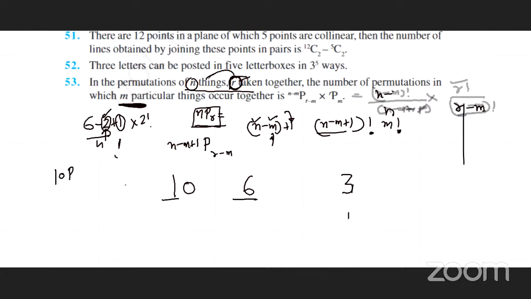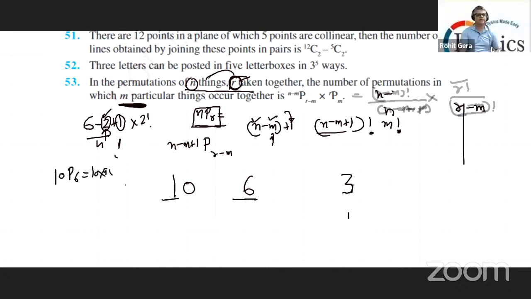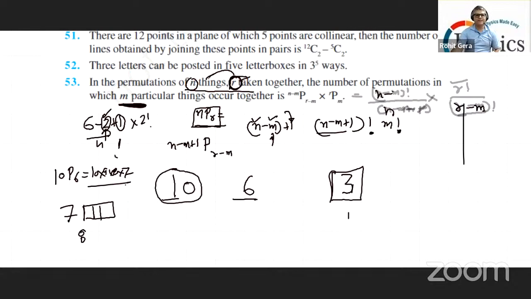which is 10 into 9 into 8 into 7. But now 3 have to be together always as a bundle. So the effective number of bundles you're left with is how many? One bundle of 7 and the 8th bundle of 3 things together. So you have 8 bundles actually, right? And you're going to select how many out of them? 6. Okay.